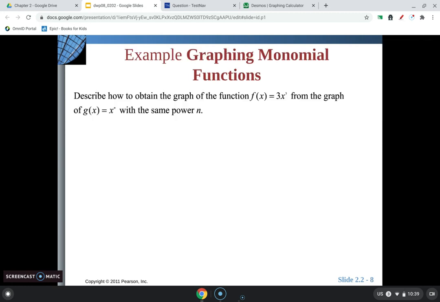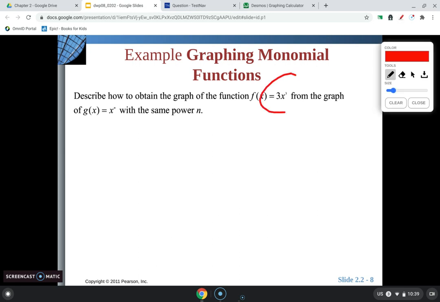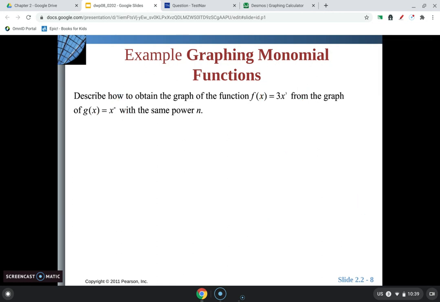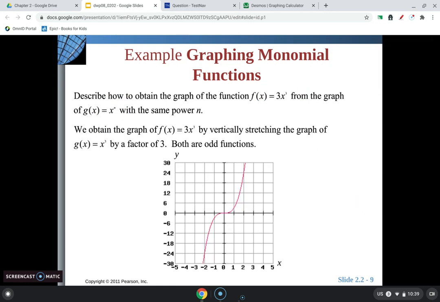Okay, so describe how to obtain the graph of the function. So this would be a monomial, 3x to the third. Well, what's happening with x to the third? Well, the 3 out front would be a vertical stretch of 3. Okay, you can see that. And it's an odd function because it's flipping back and forth between the first and the third quadrant, vertically stretched by a factor of 3.